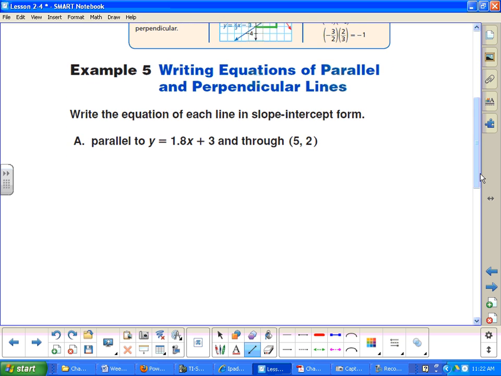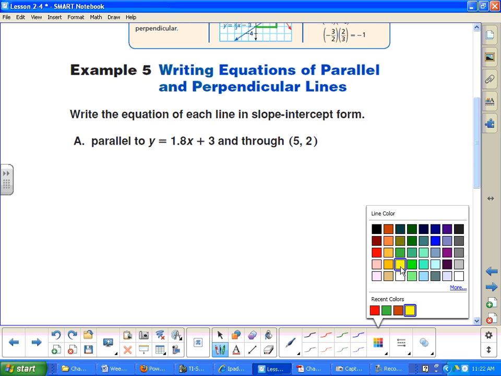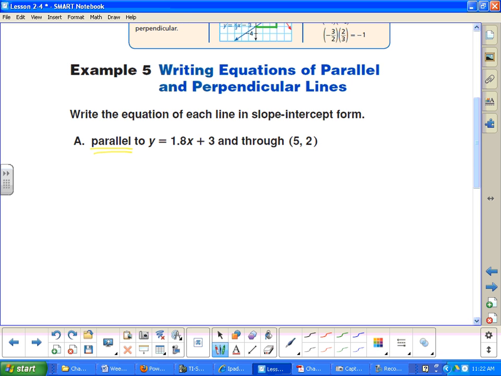All right, so let's look at one of each. Here they want us to write the equation in slope-intercept form for a line that is parallel to y equals 1.8x plus 3 and goes through the point (5, 2). So since the lines are parallel, then my slopes are going to be the same. So my slope of my new line is going to be 1.8 also, the same as it is for the old line that it is parallel to.